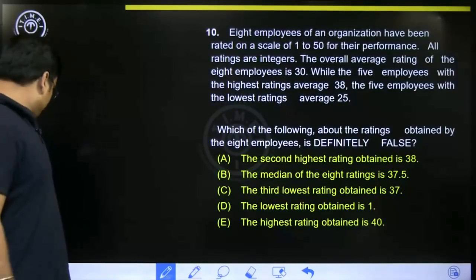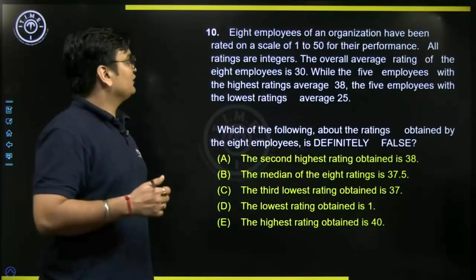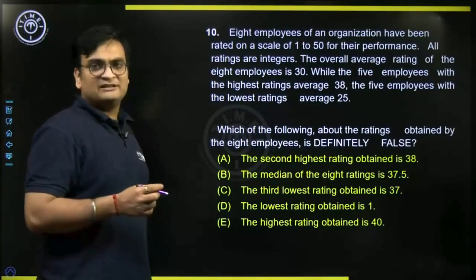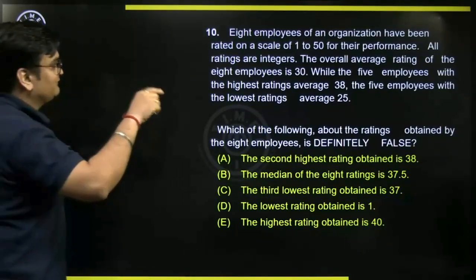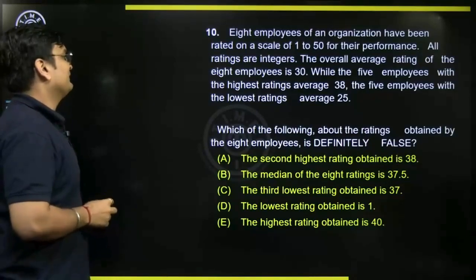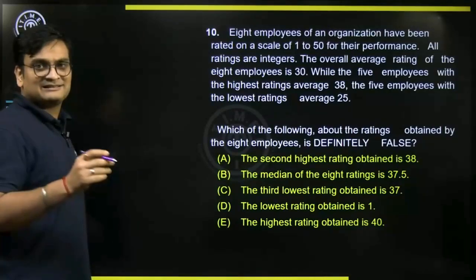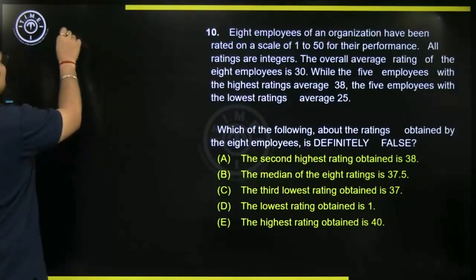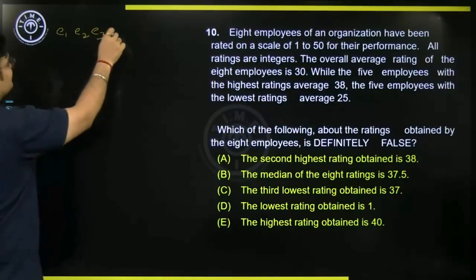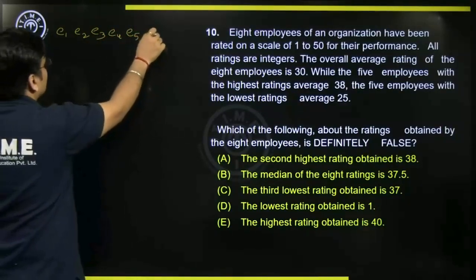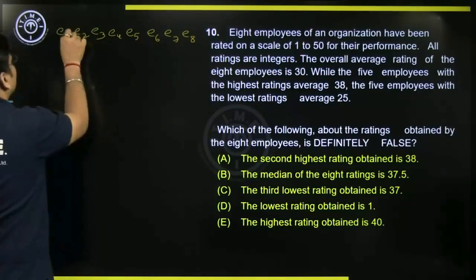Question number 10. 8 employees of an organization have been rated on a scale of 1 to 50 for their performance. The rating is from 1 to 50. All ratings are integers. The overall average rating of the 8 employees is 30. So let's call the ratings of the 8 employees E1, E2, E3, E4, E5, E6, E7 and E8, such that they are all in decreasing order.